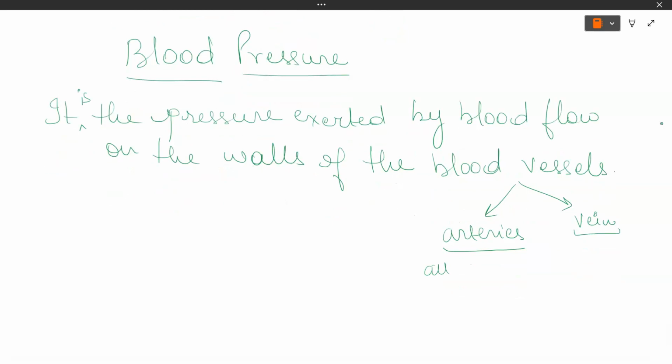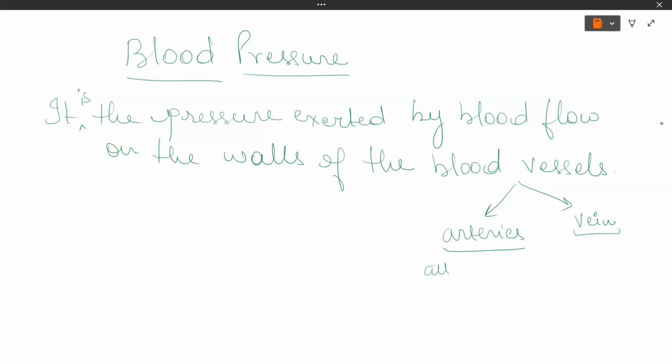Ma'am, there's a vein called the pulmonary vein and the pulmonary artery. The pulmonary vein transfers oxygenated blood, and the pulmonary artery transfers deoxygenated blood. Exactly. Very good. Correct answer.